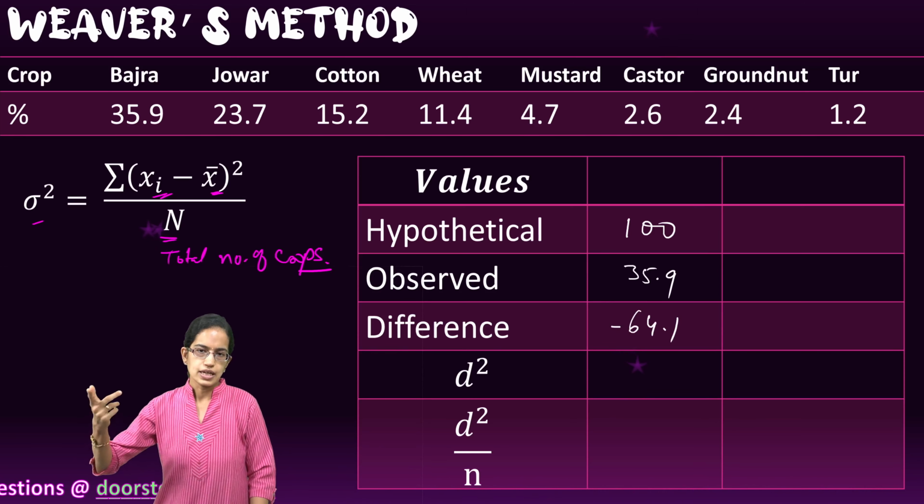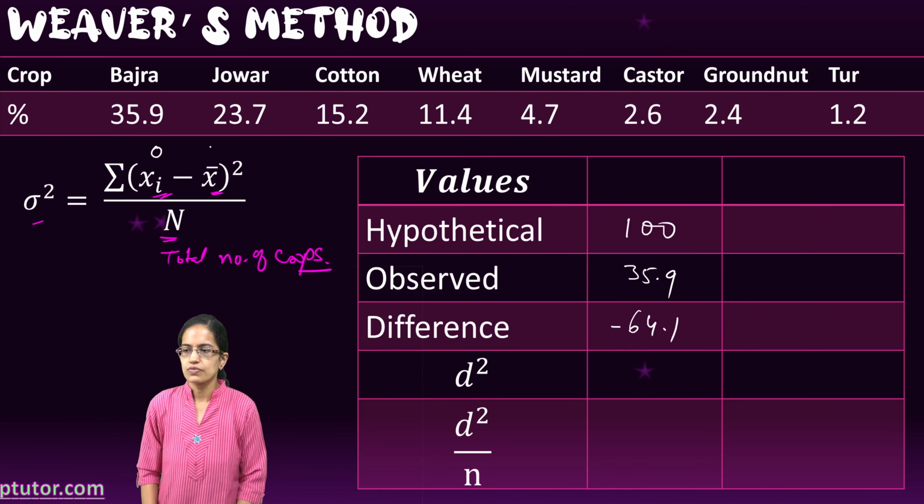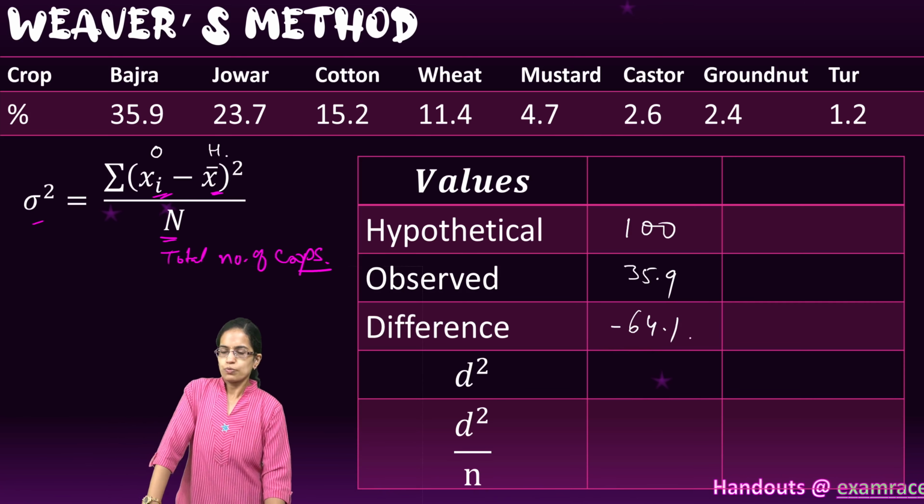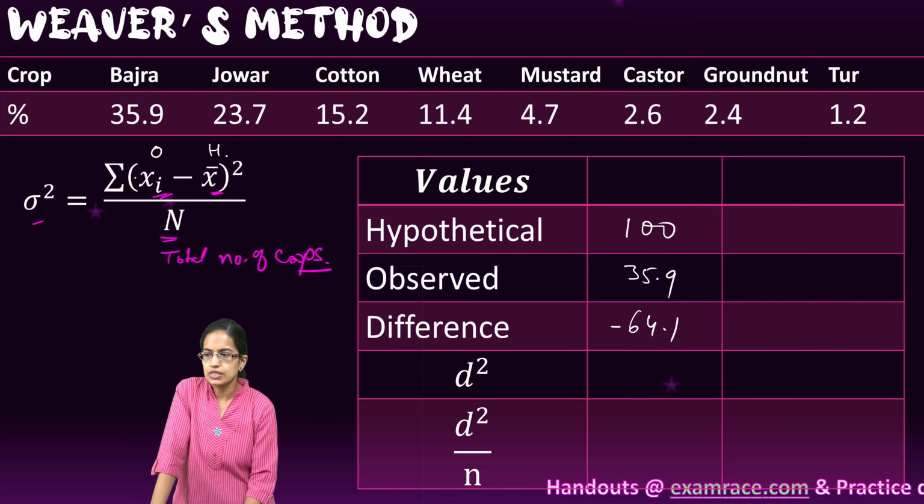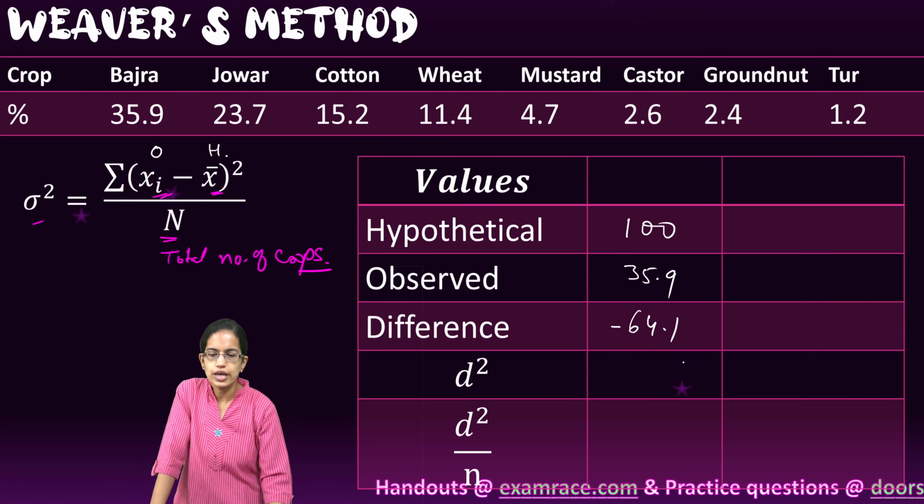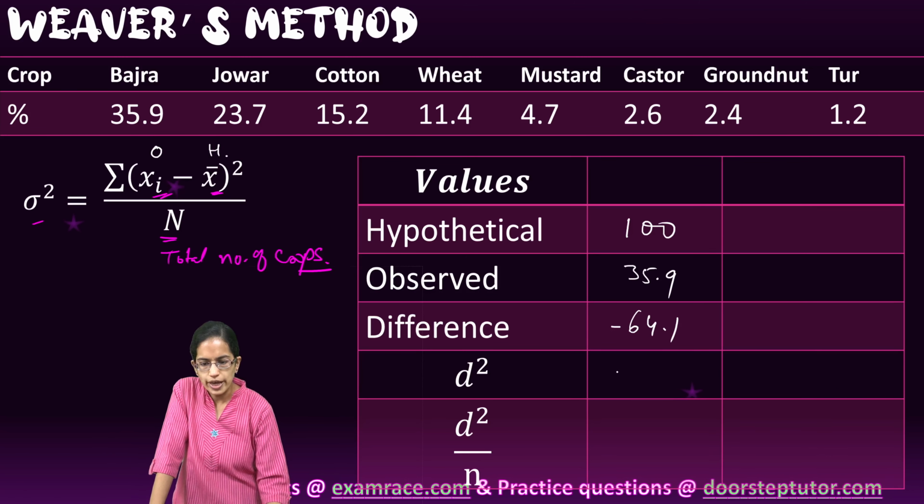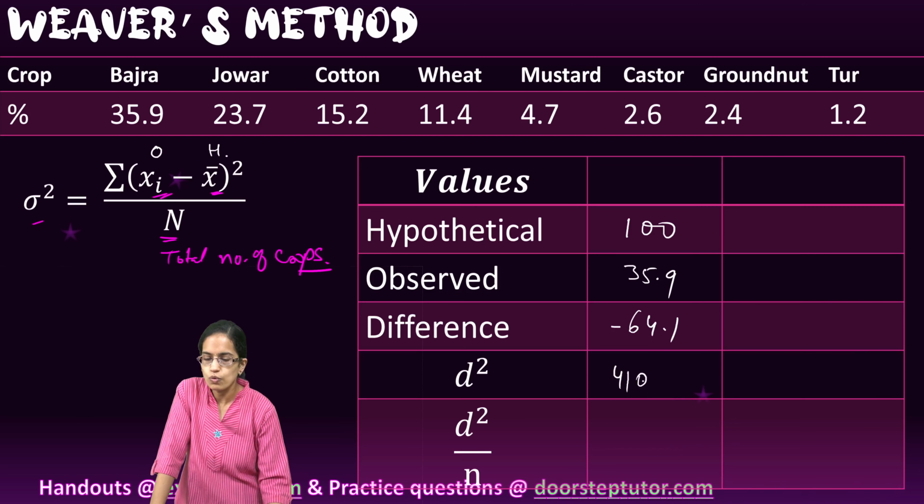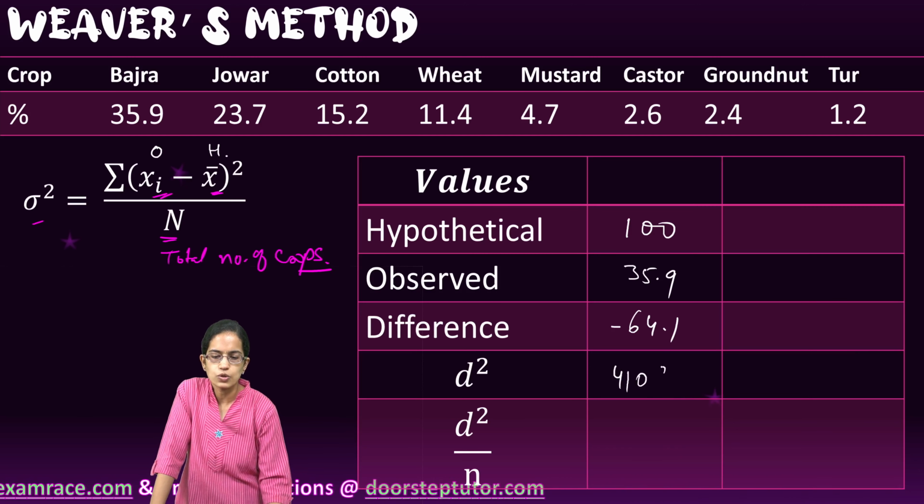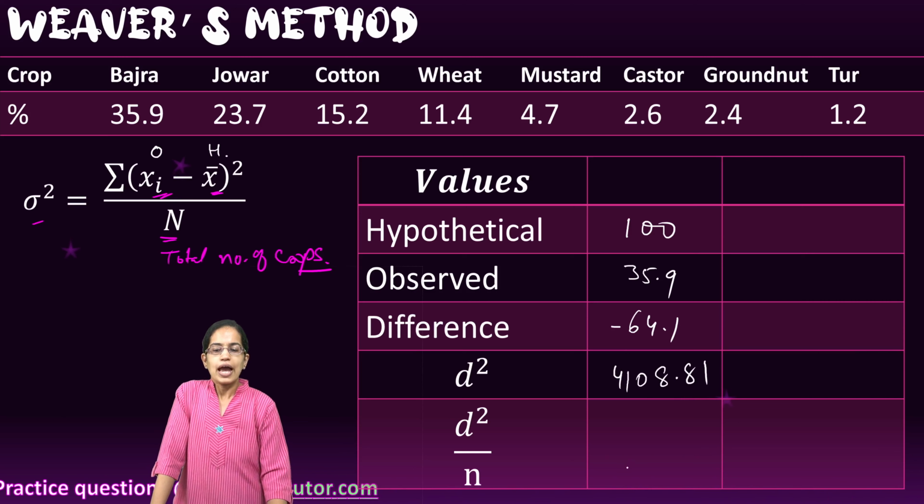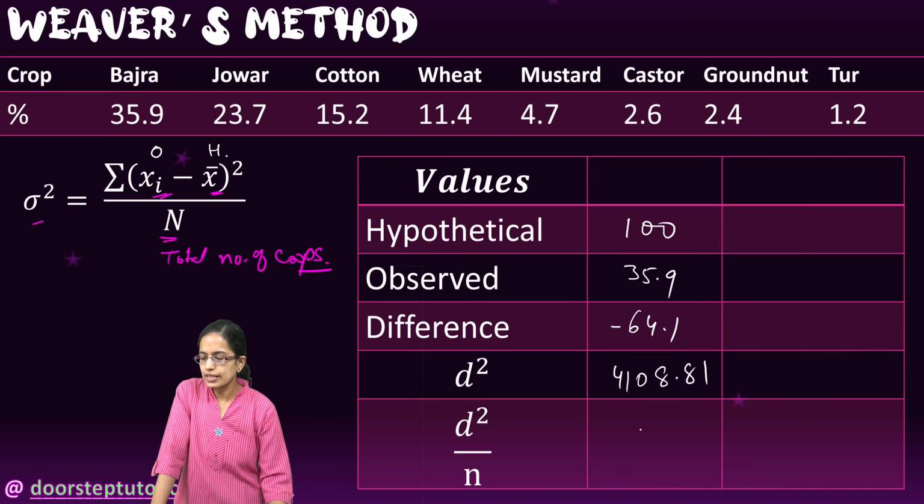Observed value minus the hypothetical value. So this is the observed value, this is the hypothetical value. I take the difference, 64.1. I square this difference. As we can see, it's the summation of the square. So 64.1 squared is 4108.81. And then I divide this value by the total number of crops.